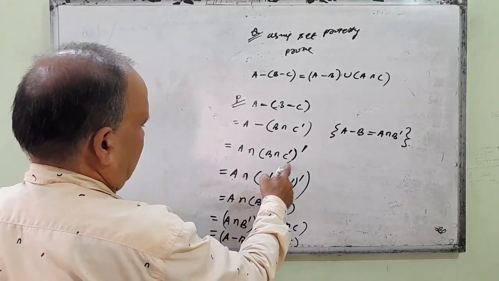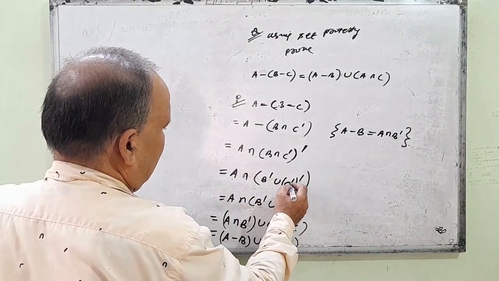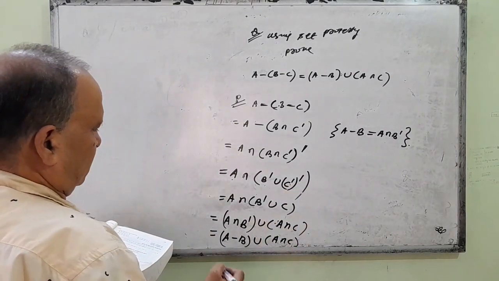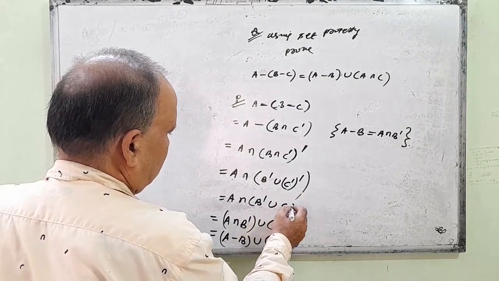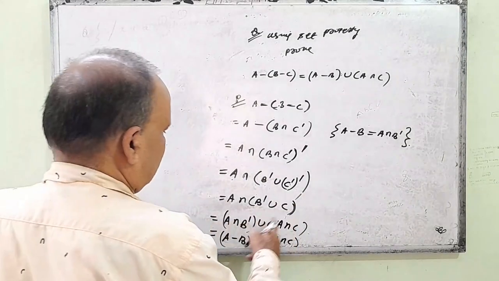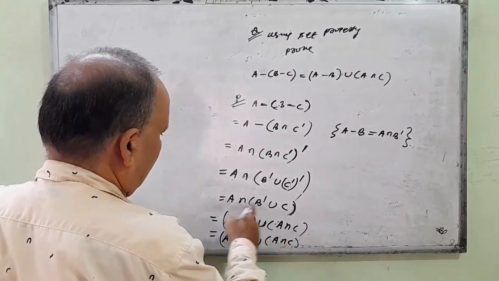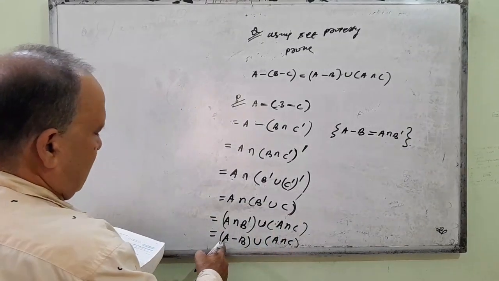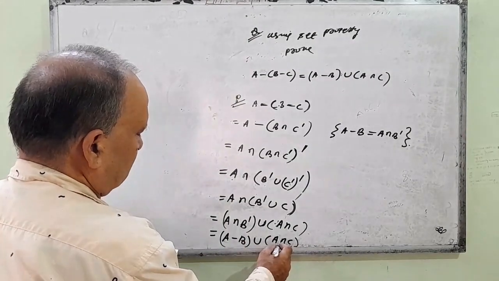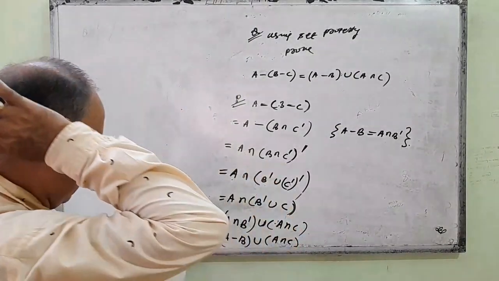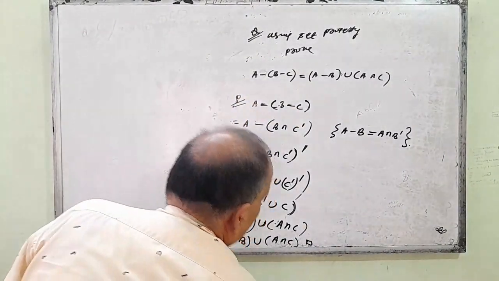A intersection, you apply De Morgan's law, B dash union complement of C dash. That is your A intersection B dash union C. You apply distributive law, A intersection B dash union A intersection C. That is your A intersection B dash means A minus B union A intersection C. This is your proof. These are the set properties. You have to apply set properties.